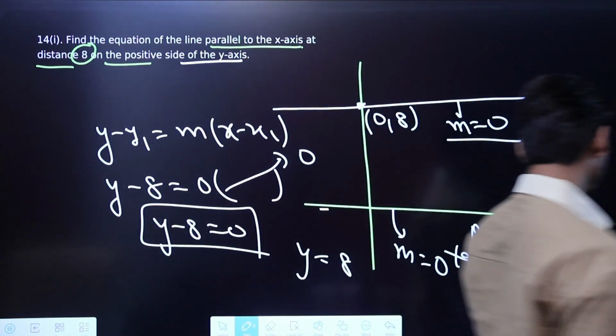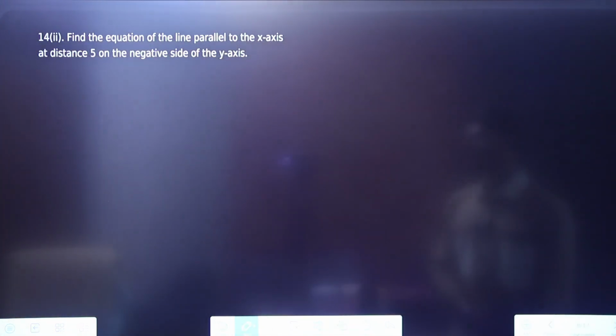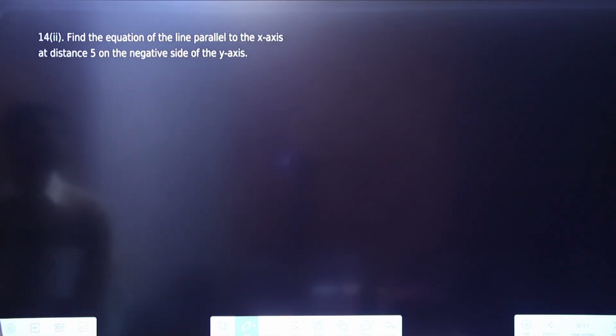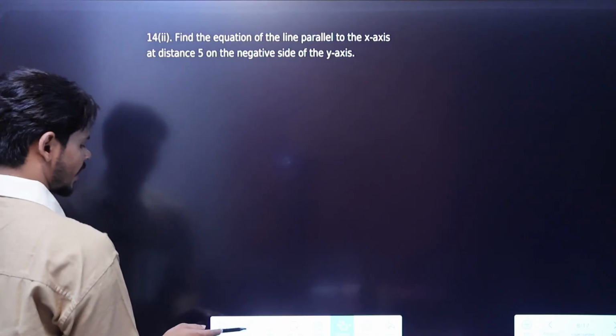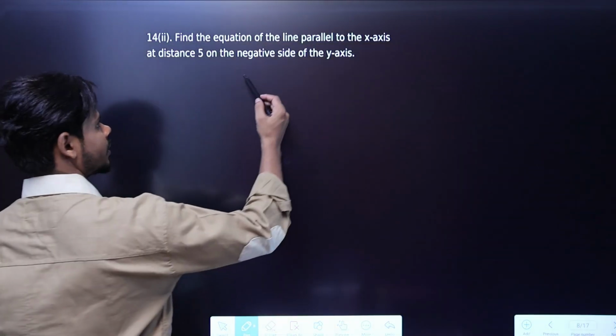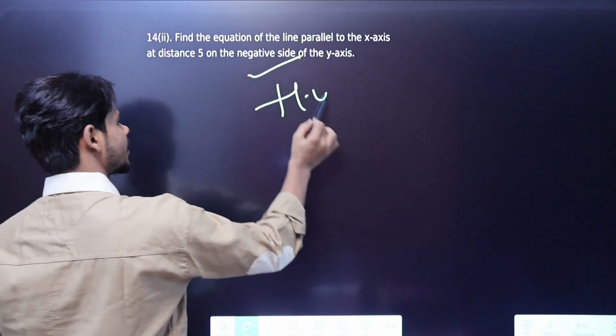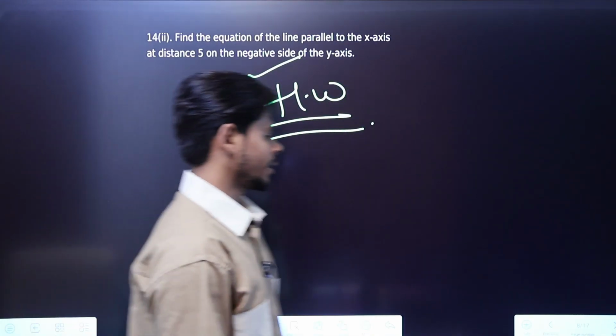Next. In the first video, I think I have explained this. Next. Again, we have to find the equation of a line parallel to the x-axis, again the same thing, at a distance of 5 on the negative side of the y-axis. This is for you guys. This is homework. Exactly the same question. Right. Next.